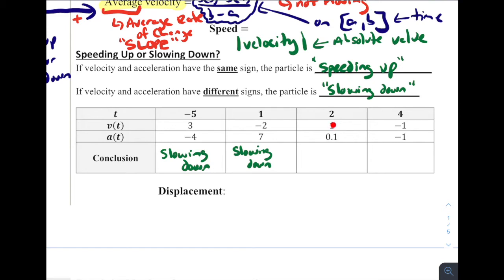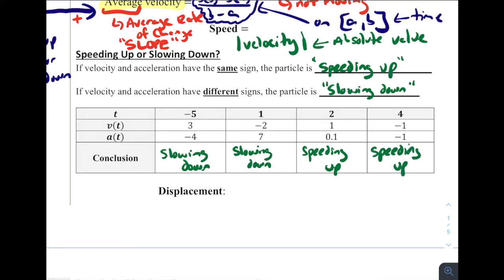Here, the velocity is 1 and the acceleration is 0.1. Even though this is a very small number that's close to 0, they are still both positive. Because they're both positive, the signs are the same. That means that this object is speeding up when t is equal to 2. And similarly, when t equals 4, even though the velocity is negative and the acceleration is negative, because those signs are the same, this object is speeding up.